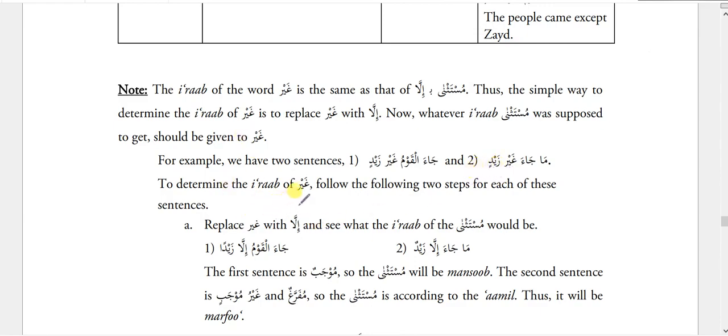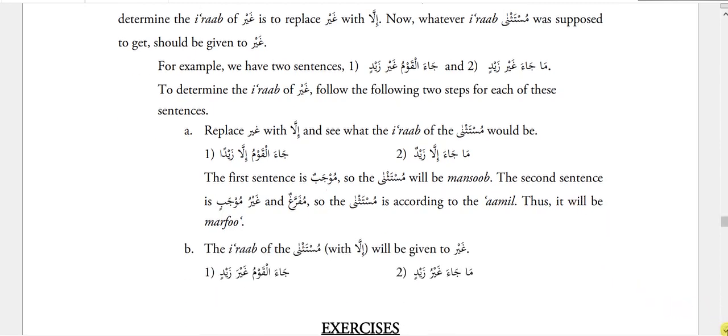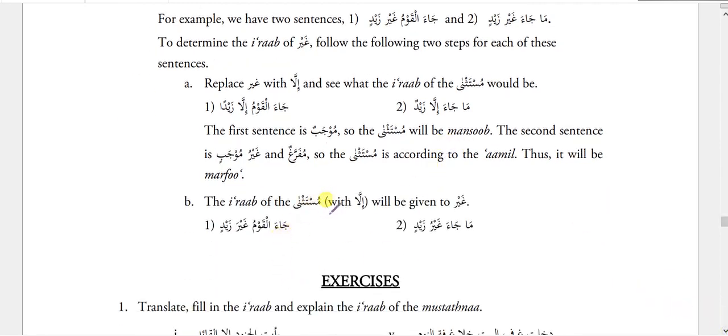To determine the i'rab of ghaira, follow these two steps for each sentence. Replace ghaira with illa and see what the i'rab of the mustasna would be. Ja'a al-qawmu illa zaidan, ma ja'a illa zaidun. The first sentence is mujab, so the mustasna will be mansoob, and the second sentence is ghairu mujab and mufarrag, so the mustasna is according to the amil, thus it will be marfu. The i'rab of the mustasna with illa will be given to ghaira. Ja'a al-qawmu ghaira zaidin, ma ja'a ghairu zaidin.